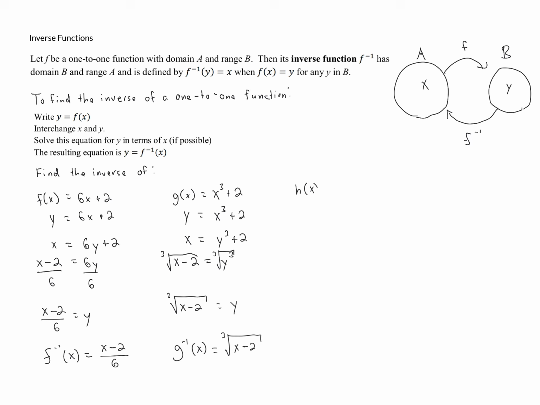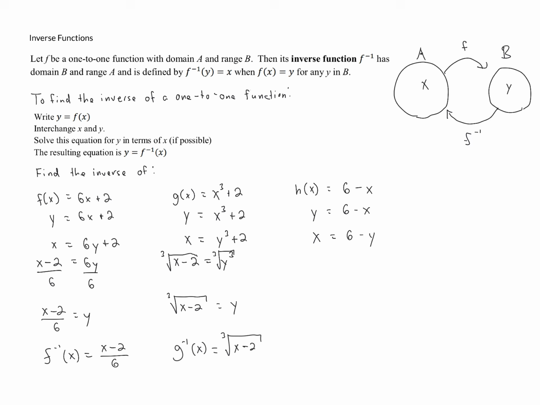This one's going to look maybe a little weird to you, but it is totally fine. h of x equals 6 minus x. This is a fun example because we get something interesting in the end. Again, we're going to replace our function with y. So y equals 6 minus x. And then we're going to interchange the x and y. So we're going to write this as x equals 6 minus y.